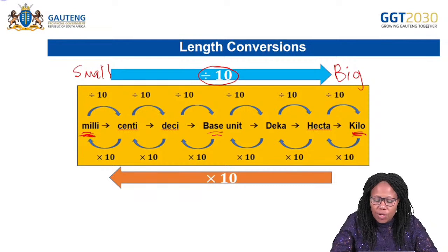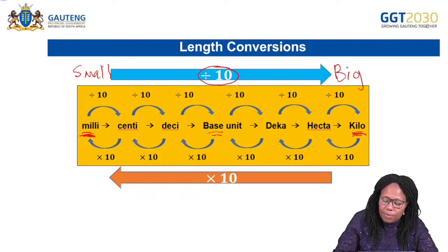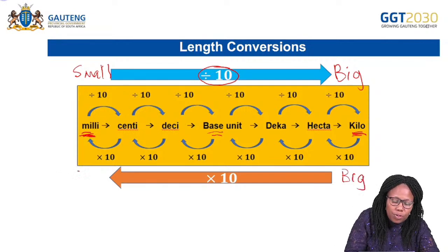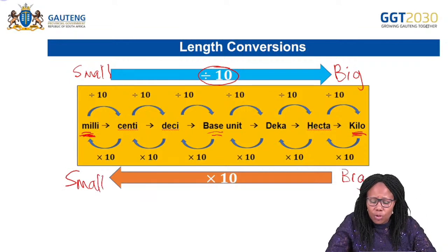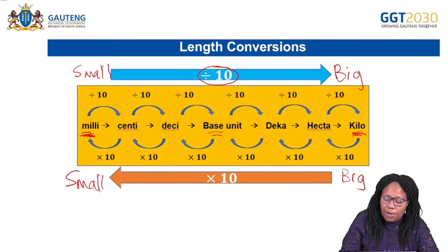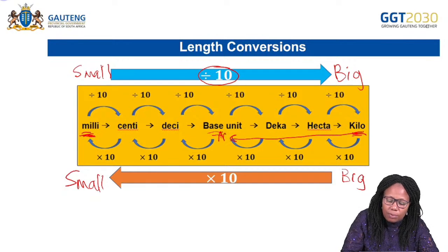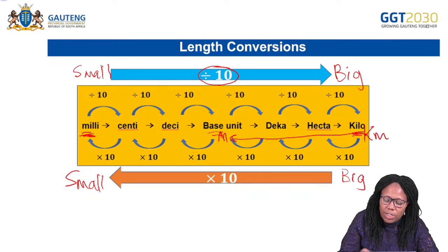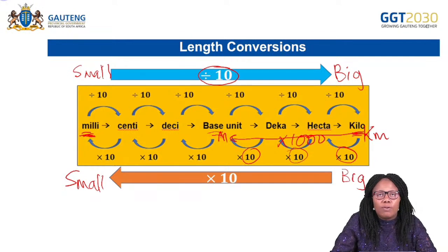Now let's say you are moving from the bigger unit. Look at the bottom one. If you move from big to small, for each unit you will be multiplying by 10. This simply means, grade 12, if I am moving from kilometers to meters, I will multiply by what? How many times? 1, 2, 3. Therefore this will be multiplied by 1,000.